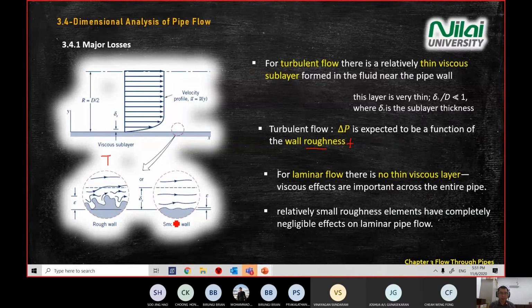And if you compare to laminar flow on the right hand diagram here, you don't have any viscous effect. So for laminar flow, there's no thin viscous layer. Viscous effects are important across the entire pipe. Sorry, what I mentioned just now is F. No, it's not F. It's this sign. This is wall roughness.